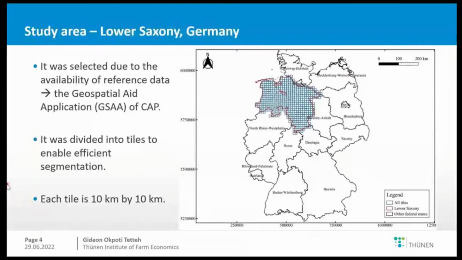For the study area, I focused on Lower Saxony, because at the beginning of my PhD, I had reference data readily available for this area in the form of the agricultural parcels in the geospatial aid application as part of CAP. To ensure efficient segmentation, I divided Lower Saxony into 10 by 10 kilometer tile grids.